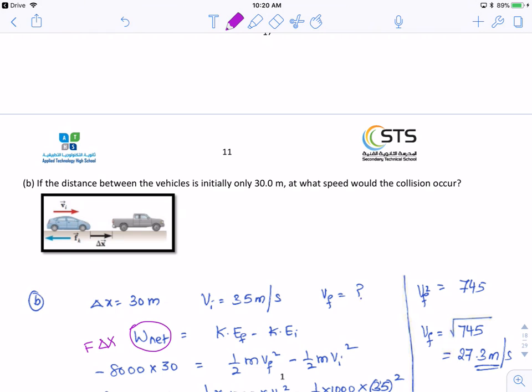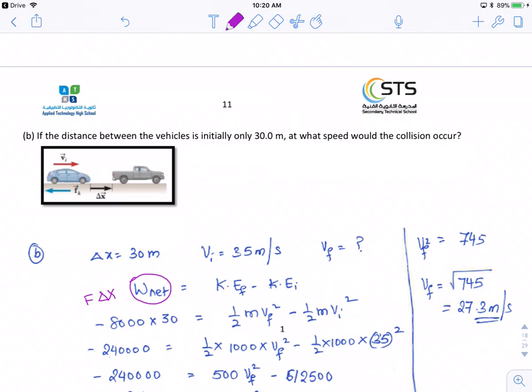At what speed would the collision occur? That means it will not stop. It is going to collide. Do you understand? So you have to find out the final speed of collision. When he collides, what was his final speed?